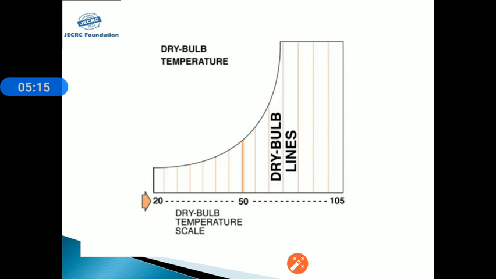Now, dry bulb temperature. In this diagram, it is shown that the vertical lines are called the dry bulb lines, and at the base it is mentioned DBT from 20, 50, 105. That is called the dry bulb temperature scale.